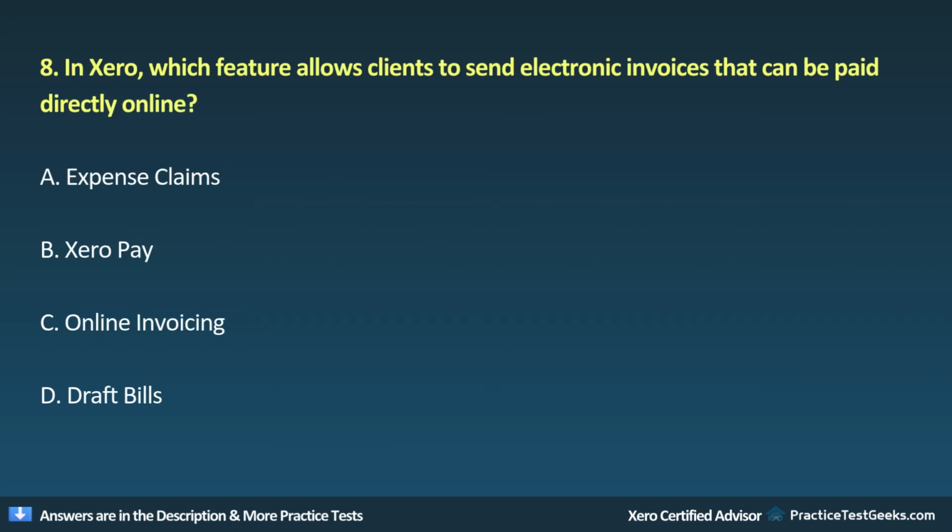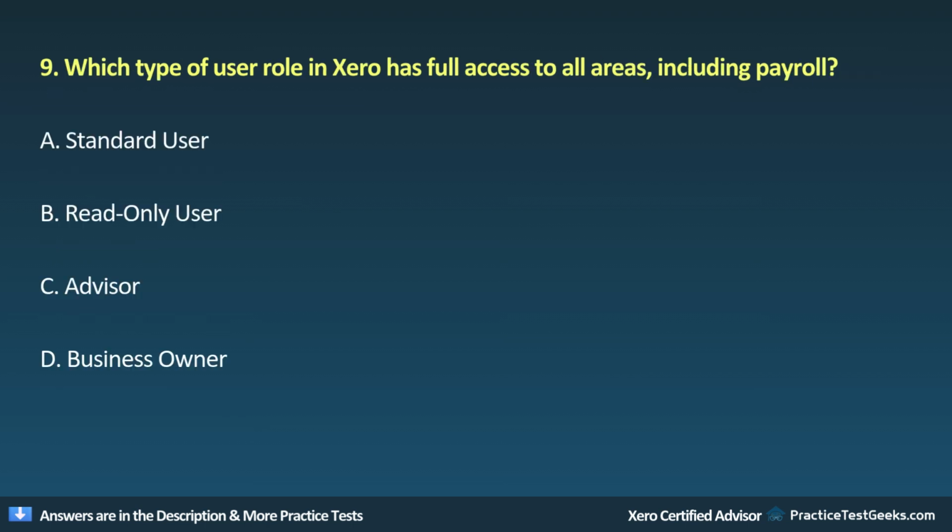8. In Xero, which feature allows clients to send electronic invoices that can be paid directly online? A. Expense claims. B. C. Online invoicing. D. Draft bills. 9. Which type of user role in Xero has full access to all areas, including payroll? A. Standard user. B. Read-only user. C. Advisor. D. Business owner.